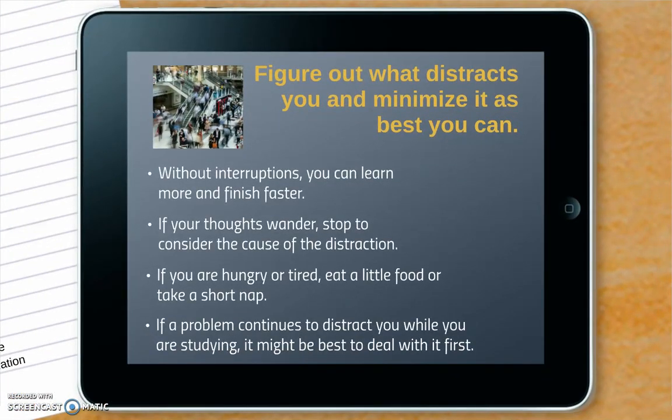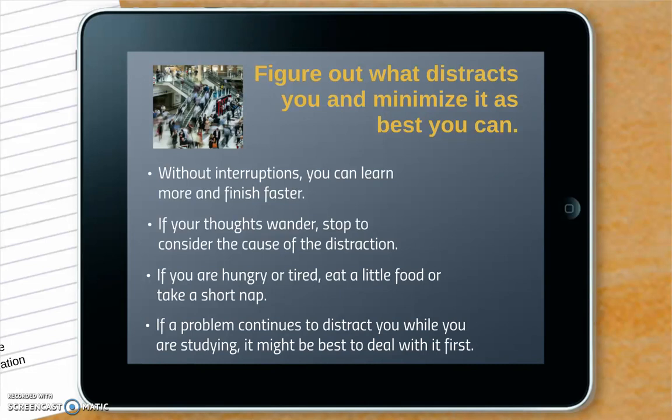There are different saboteurs that can limit your ability to learn, such as interruptions, daydreaming, hunger or tiredness, and personal problems. Figure out what distracts you and minimize it as best you can. Without interruptions, you can learn more and finish faster. If possible, choose the same time and place to study every day.